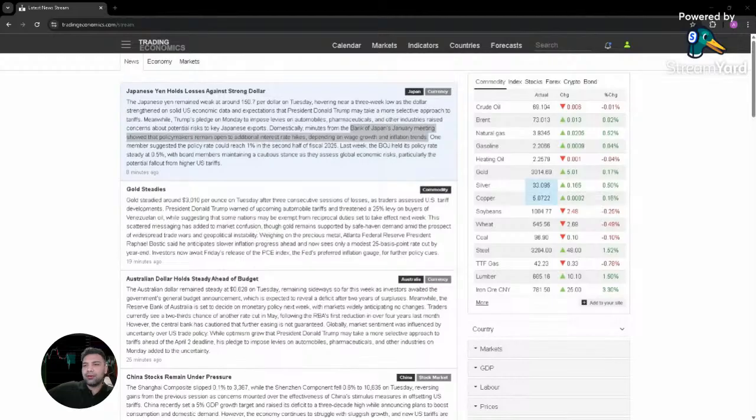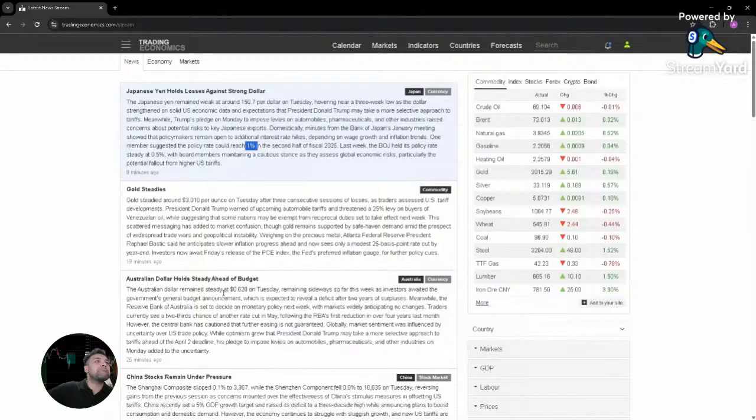And I do remember that yesterday they had a monetary policy meeting, that's why we are looking at this statement. One member says the policy rate could reach around 1% in the second half, and the BOJ held its policy rate steady at 0.5% right now. So they are saying that it can be increased to 1.